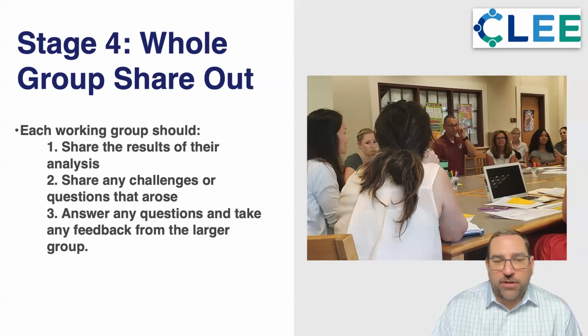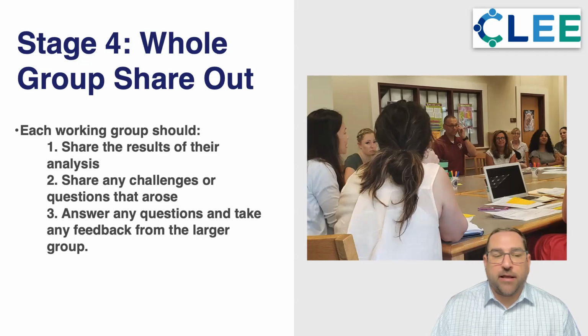Again, it is important during the share out phase that participants do not stray into proposing solutions or assigning blame. Facilitators should take notes during the share out and record the identified root cause for each of the 3 to 5 highest priority indicators.